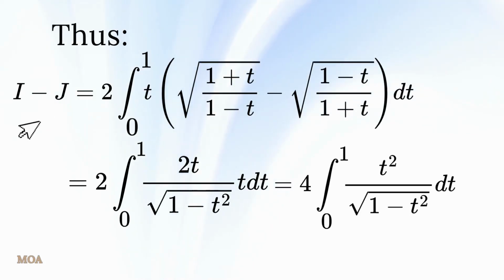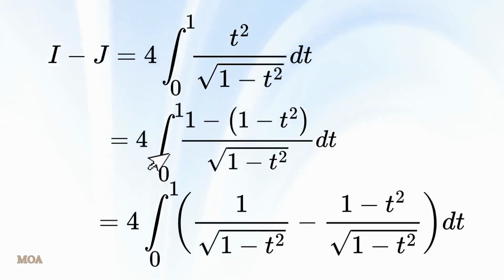Thus, I minus J becomes 2 times the integral from 0 to 1 of t times the quantity, 2t, divided by the square root of 1 minus t squared, dt, which equals 4 times the integral from 0 to 1 of t squared, divided by the square root of 1 minus t squared, dt. To evaluate this integral, we rewrite t squared as 1 minus the quantity, 1 minus t squared.